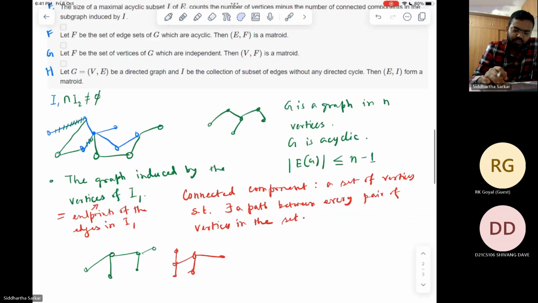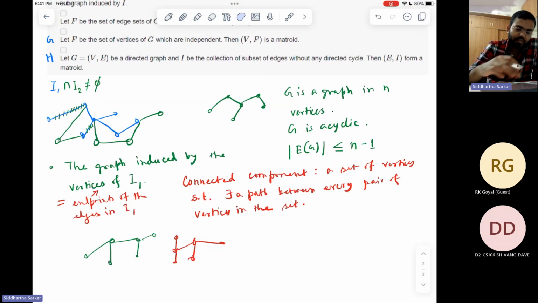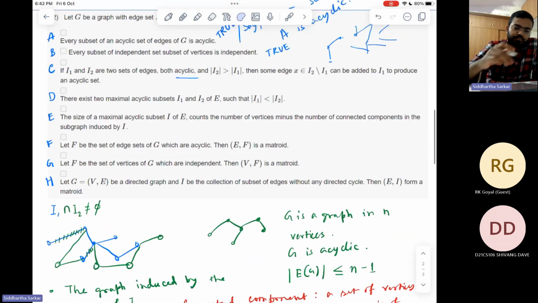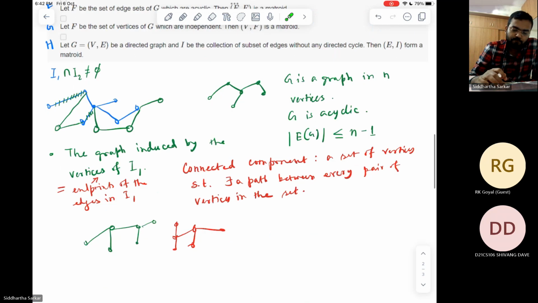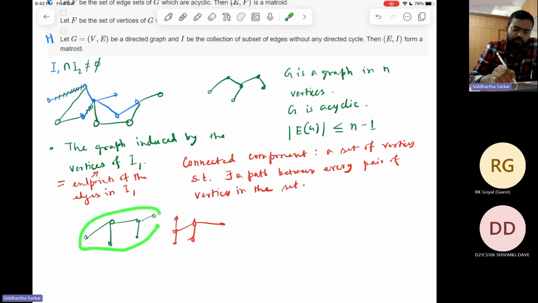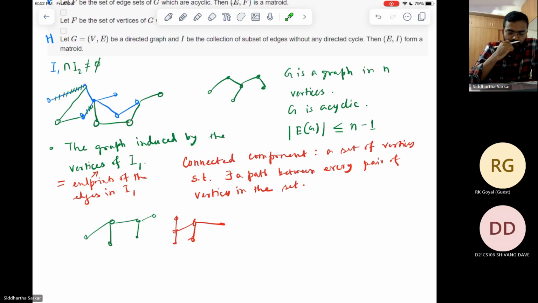Okay. So I1 is what? I1 is, by definition, let's look at the question once again. I1 is a set of edges that is acyclic. That is the only thing. And I2 is also a set of edges that is acyclic. And I2 has strictly more edges than I1. So maybe there are multiple connected components when you look at the graph induced by the endpoints of the edges in I1.